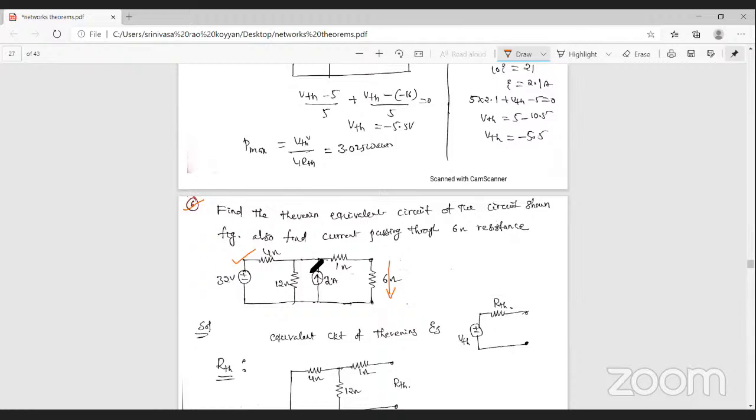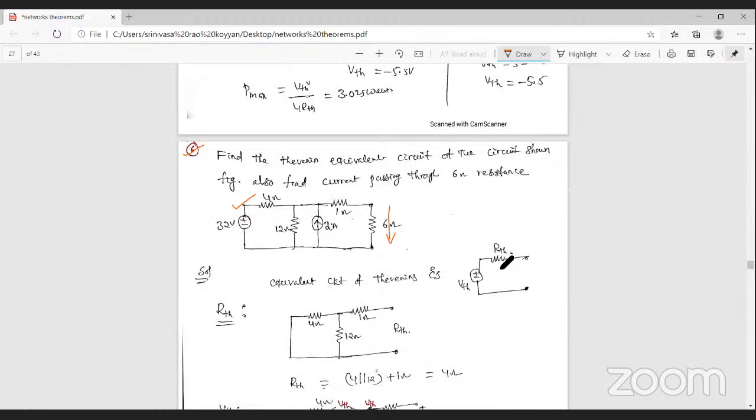So according to the case 1 problem, first we find the equivalent circuit of Thevenin's voltage, that is, Thevenin's voltage in series with the Thevenin's resistance. The first one is to find the Thevenin's resistance. According to the procedure, if a voltage source is present, short circuit it. If a current source is present, open circuit it. So that's why here is a short circuit, here is an open circuit.